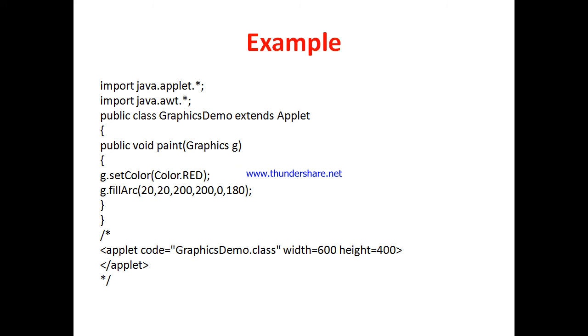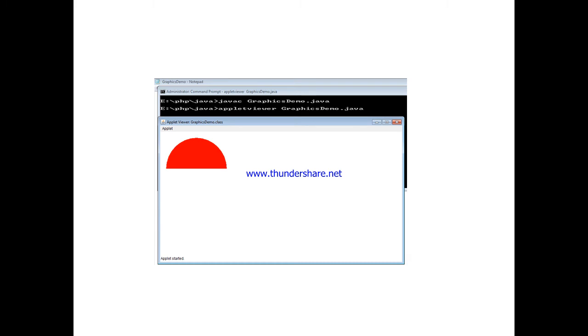In this example, we have written g.setColor(Color.red). So we have set the graphics color to red, and when we execute this statement we will get the arc drawn in the anti-clockwise direction, and it is filled with the red color. Why? Because we have set the graphics color to red. Okay, let us see the output. Here the arc is drawn and it is filled with the red color.